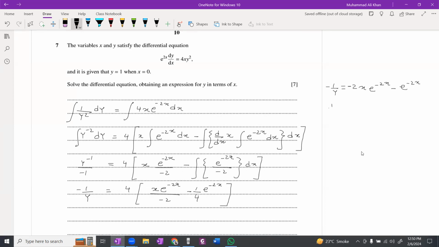So now it is 1 upon y, if we take minus common and cancel, it will be 2x upon e power 2x plus 1 upon e power 2x. If we take the LCM of e power 2x, it will be 1 upon y equals to e power 2x, and this one will be 2x plus 1. So y is equals to e power 2x.